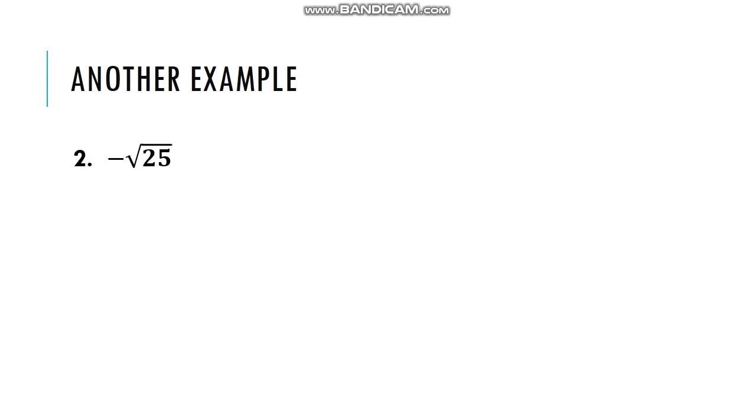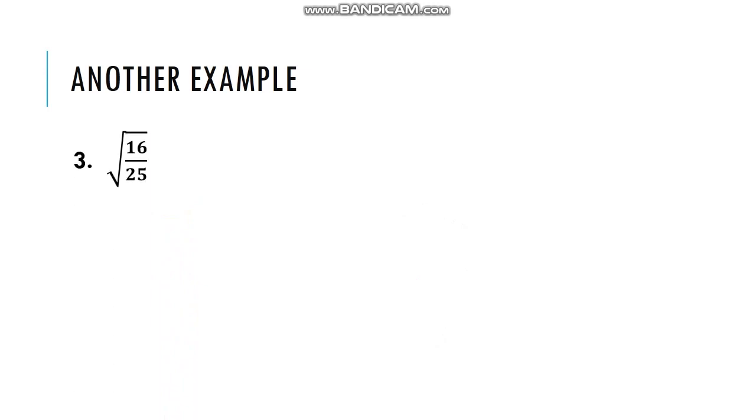Another example, negative square root of 25. 25 is a perfect square number, so it gives us 5 times 5, rewrite, it becomes 5 squared, cancel out the 2 and the radical symbol, and what is left is negative 5. So negative square root of 25 is negative 5.